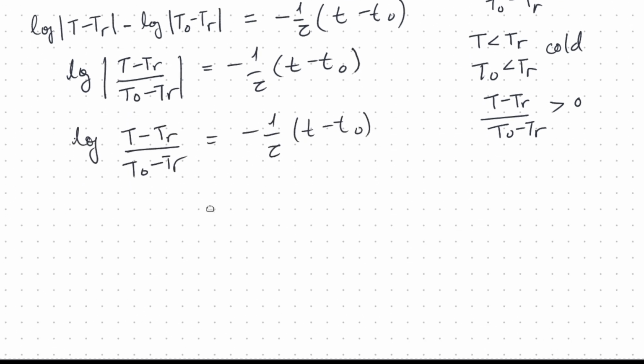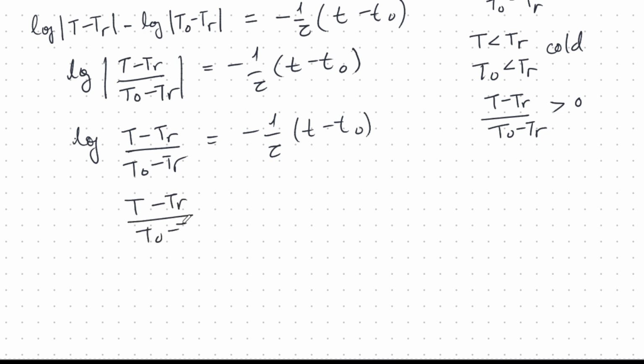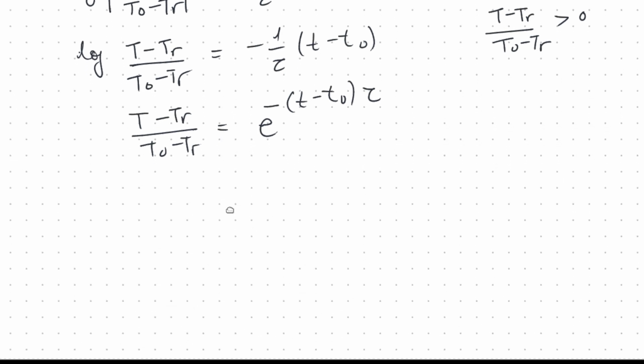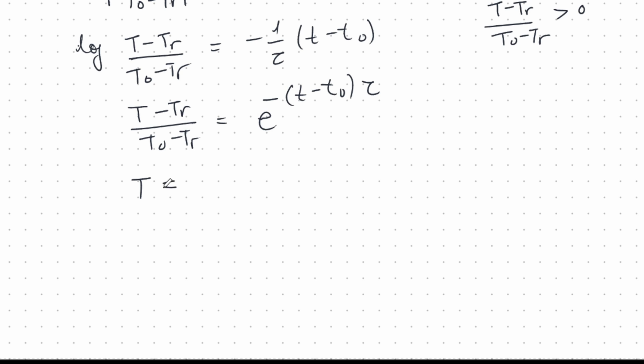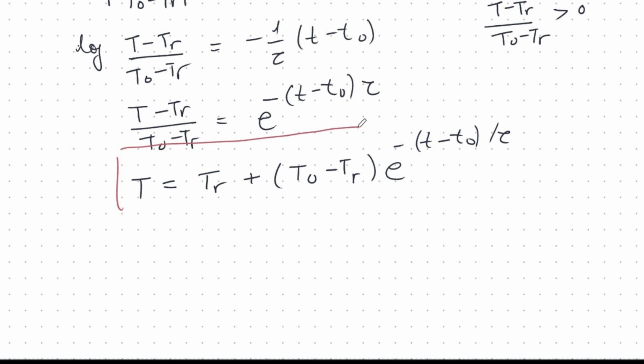All right, looks good. Let's get rid of the log, raise both sides to the power, e to the power thereof. T minus TR over T0 minus TR is equal to e to the minus (t minus t0) over tau. Very good. And we can now solve for T. T is TR plus this: T0 minus TR times e to the minus (t minus t0) divided by tau. And this is my general solution here.